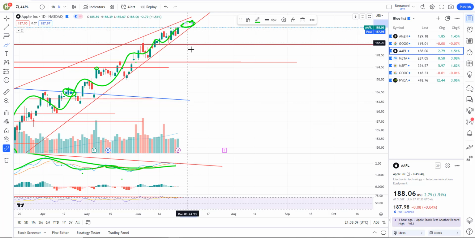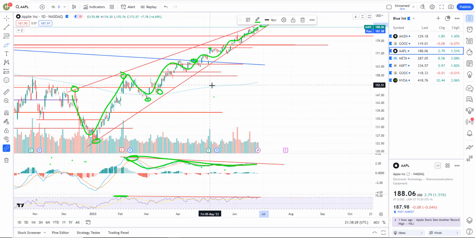I don't know if it's going to break down before the vacation week next week. You have 4th of July coming up. You're going to have a lot of institutional traders taking the week off. I believe Monday is a half day for the market. So again, probably we're going to start going into holiday trading here pretty soon.